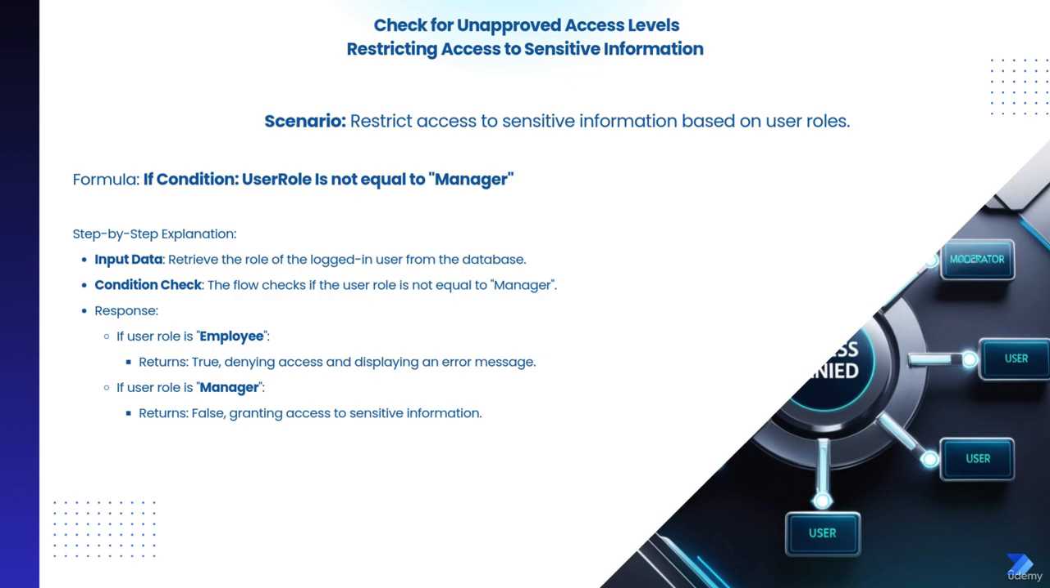Step-by-step explanation. Input data: retrieve the role of the logged-in user from the database. Condition check: the flow checks if the user role is not equal to manager. Response: if the user role is employee, the condition returns true.